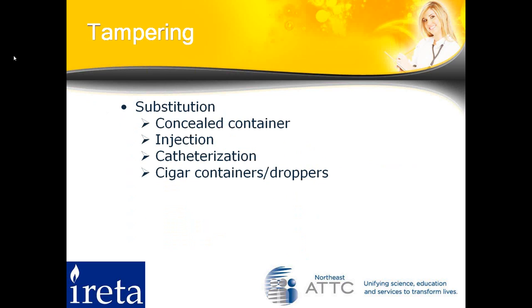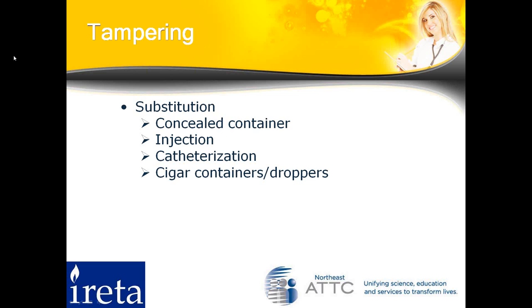The other thing that we're looking at when we're looking at tampering is substitution, which is ways in which they bring in a sample of urine that they know is clean. And again, this is one of those issues that we have with unsupervised urine collection. And some clients can get it past the supervised urine collection. And one of the things that we look at is a concealed container.